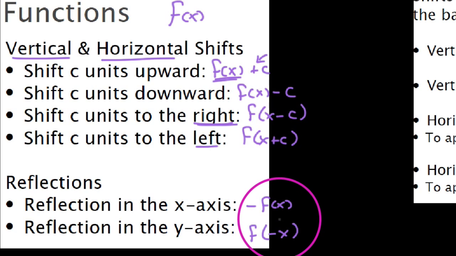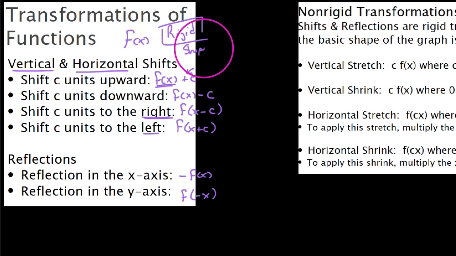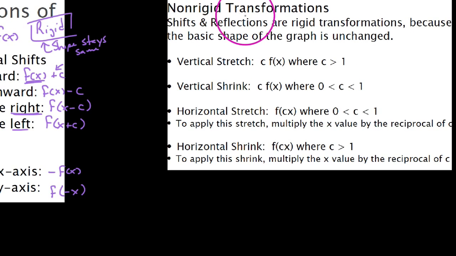Okay. So now for our last exploration here, we talk about non-rigid transformations. And these over here are rigid transformations. The reason why is because they preserve the shape of the graph. The shape stays the same. We say shifts and reflections are rigid because they preserve the shape.